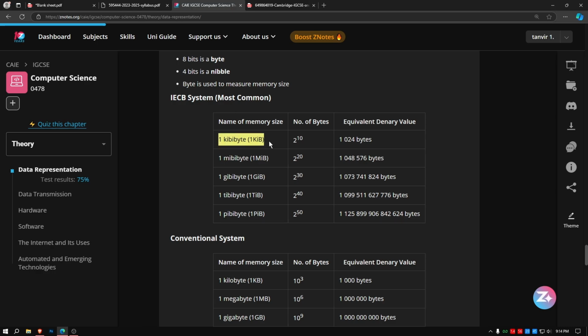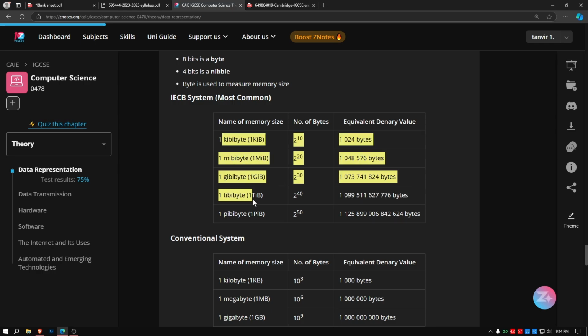So kilobyte, 2 to the power of 10, you can put in a calculator. What is 2 to the power of 10? 1024 bytes. And then what is one megabyte? 1024 bytes into 1024 bytes. So that would become 1,048,576 bytes. And you do not need to memorize these millions and billions of bytes. You only need to memorize this thing.